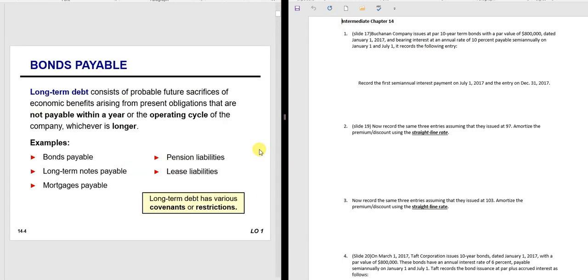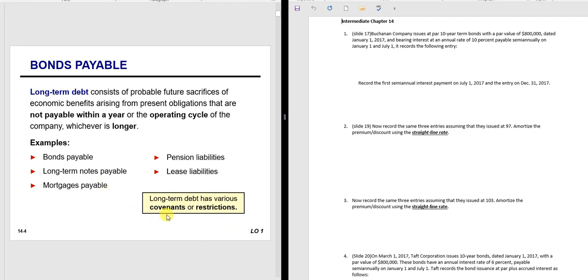Okay, this chapter talks about all of these examples, and basically last chapter we talked about current liabilities. This chapter we're talking about long-term liabilities, and these are some examples. Most of these, since they're long-term, are going to involve present value computations.